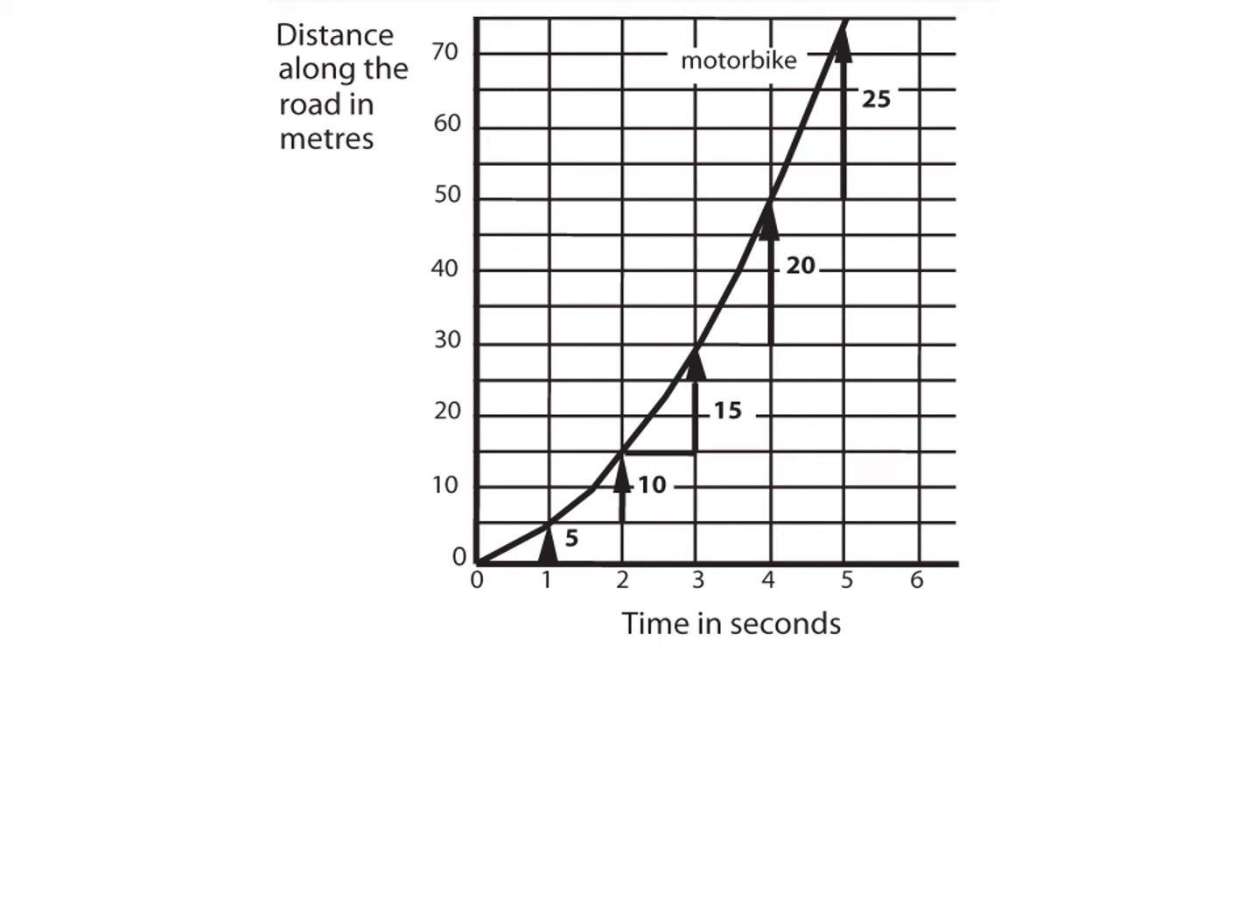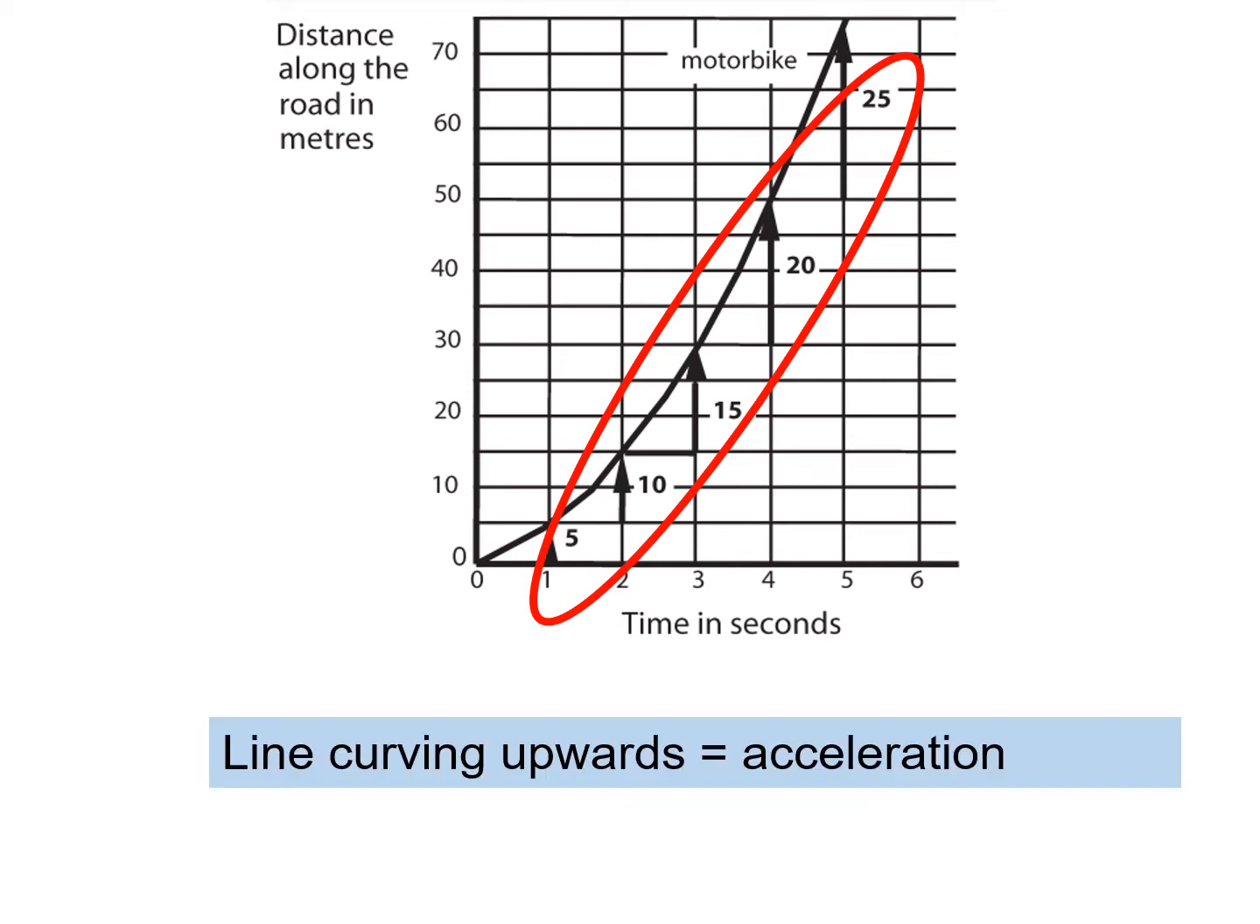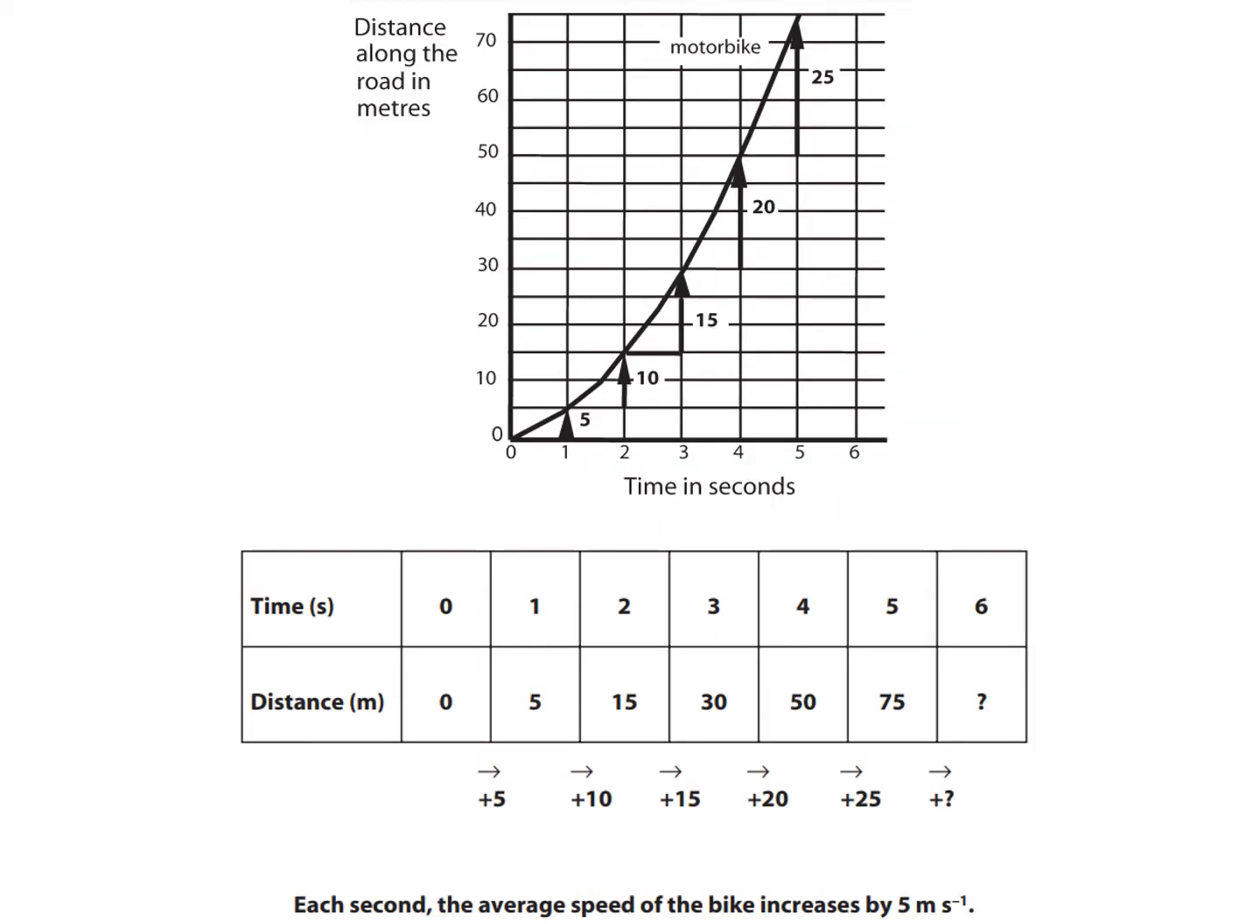We can see from the graph that the distance travelled each second is increasing. In other words, the speed of the motorbike is changing. The motorbike is accelerating. Its speed is increasing. So we can see that every second the speed is increasing. Here is a table of values that would be used to plot a graph like this.